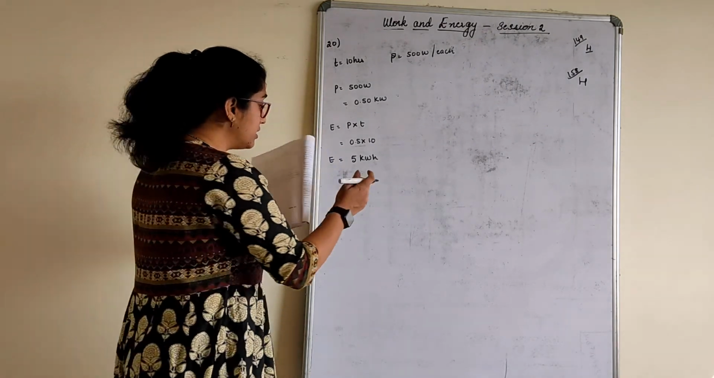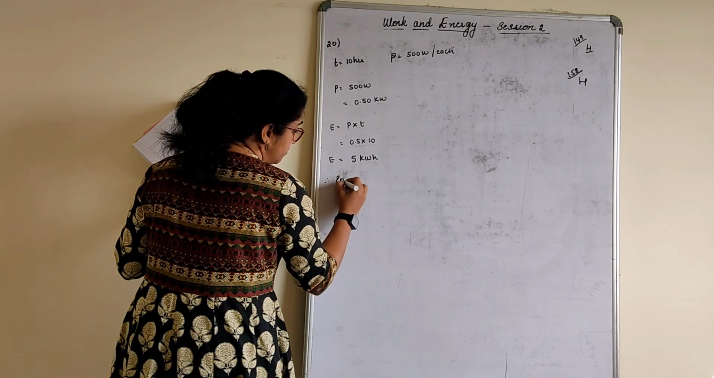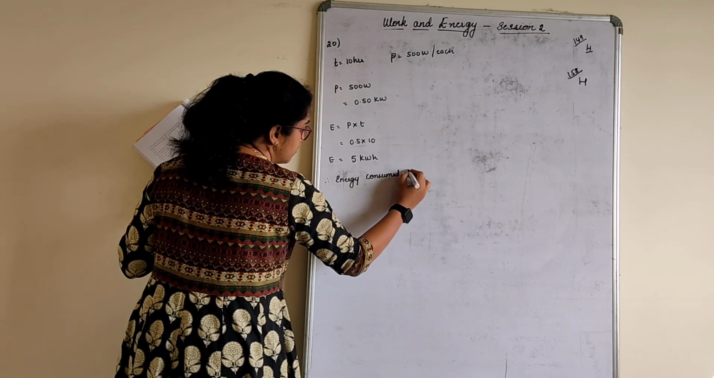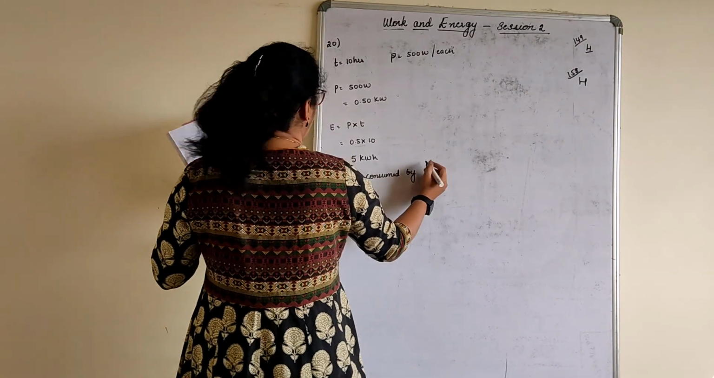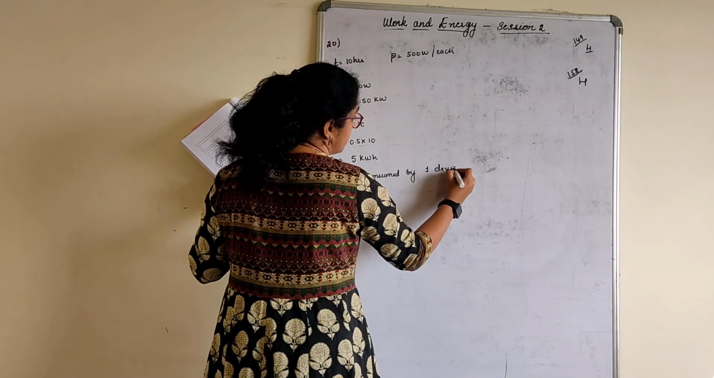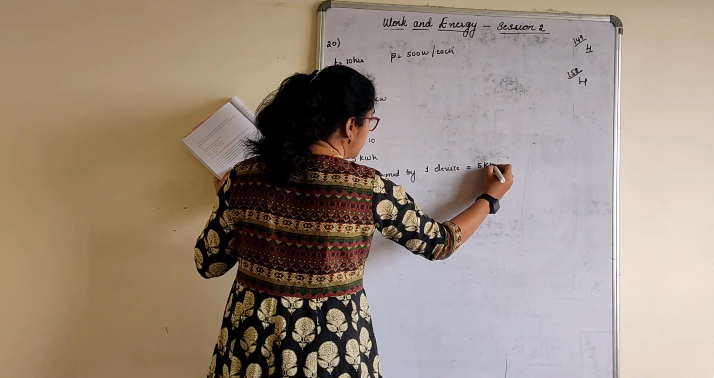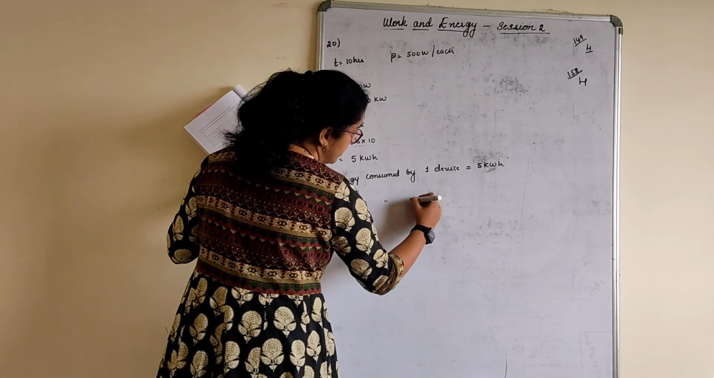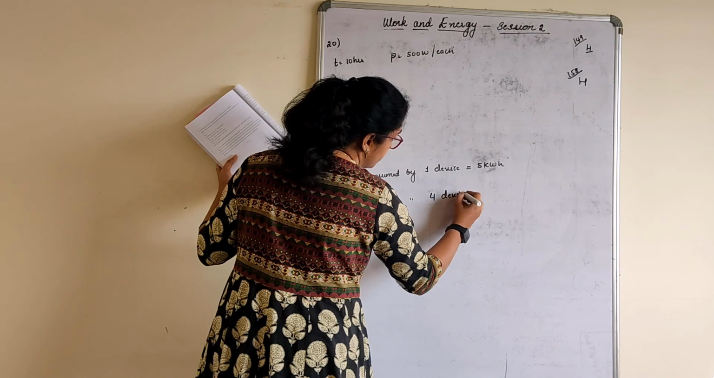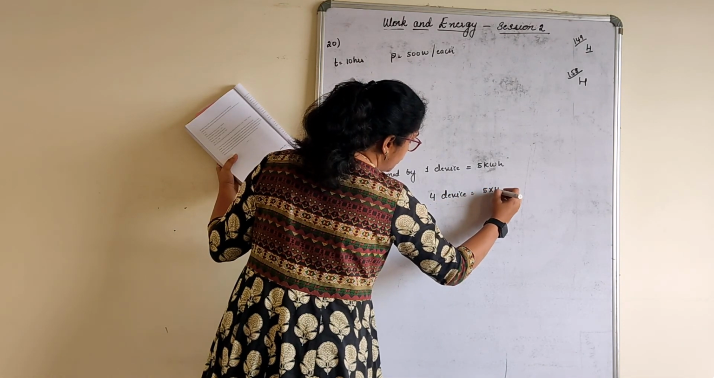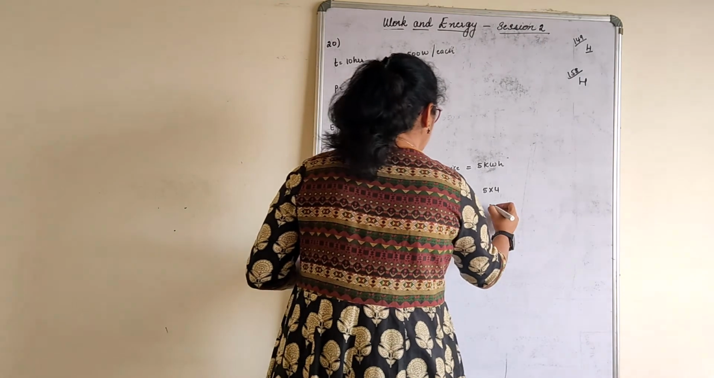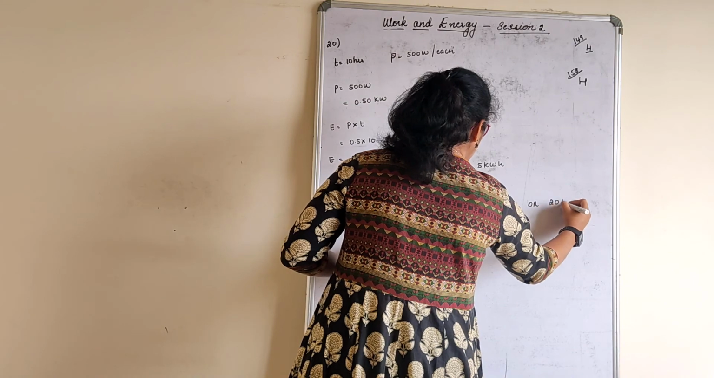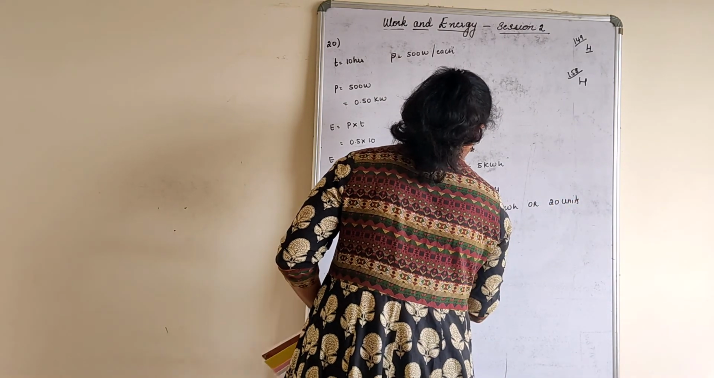Now this is the energy consumed by one device, which is 5 kilowatt hour. Therefore, energy consumed by 4 devices is 5 into 4, that will be equal to 20 kilowatt hour or 20 units.